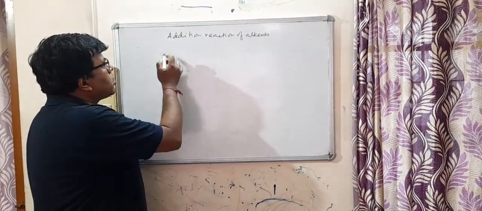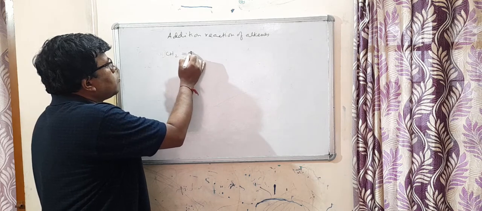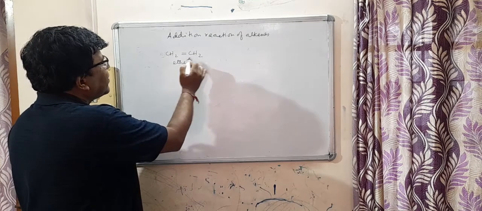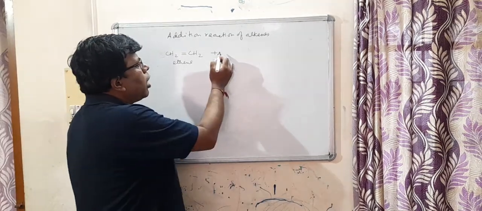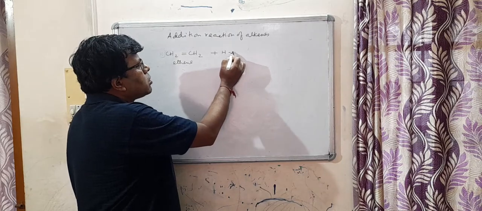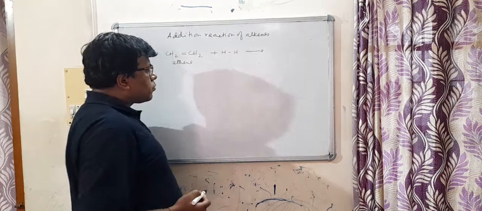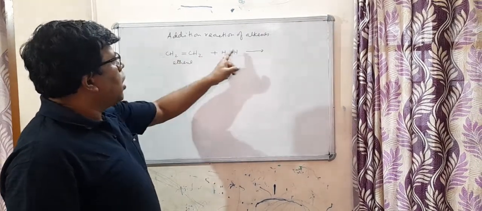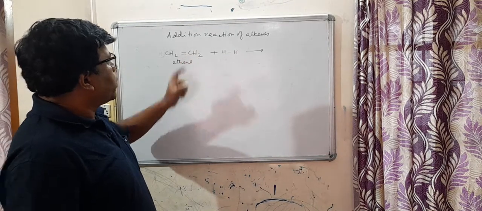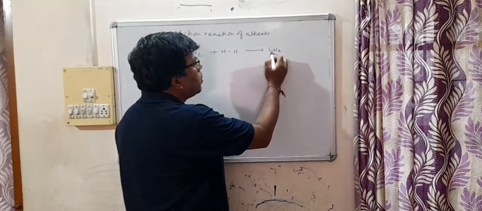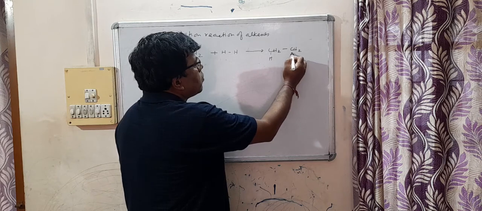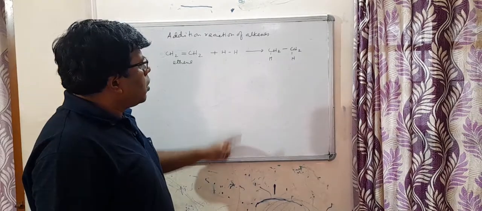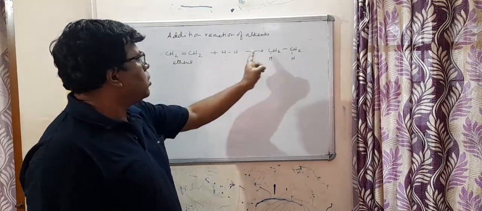A simple example of addition reaction is CH2 double bond CH2. It is ethene plus hydrogen. Now hydrogen, which is H2, we can write it like this: H bond H. And in addition reaction, what happens? One hydrogen will get attached to this carbon, another hydrogen will get attached to this carbon. And the double bond will become single bond, and we get ethane.